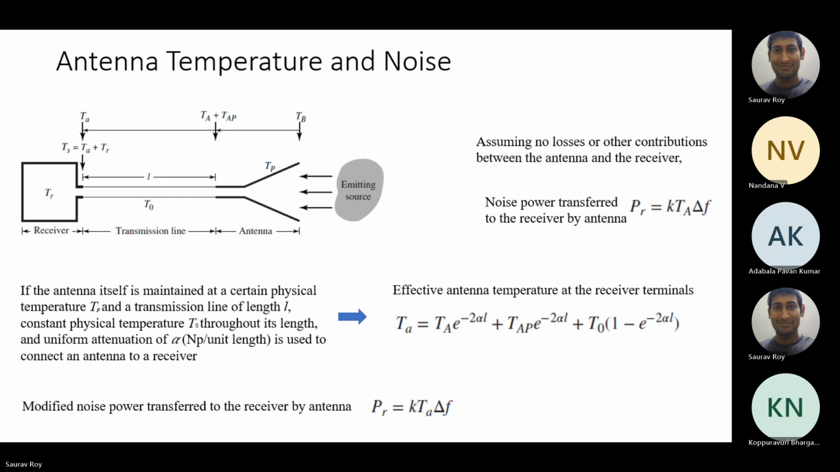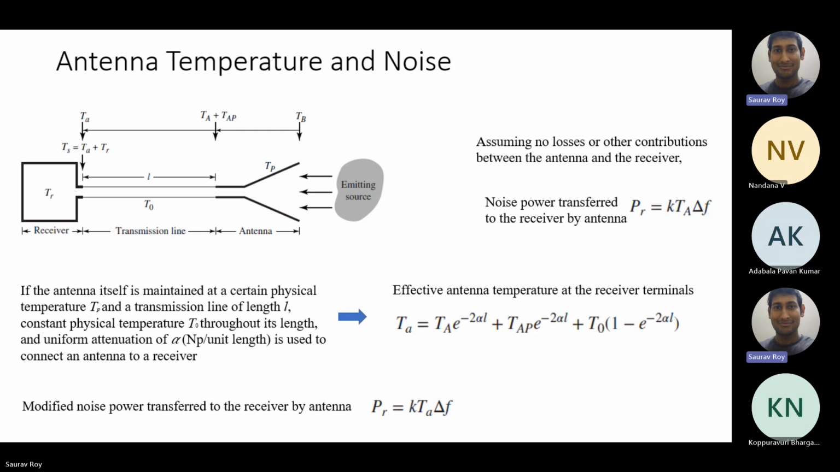Let's see. So here it shows the antenna. Here we are talking about a receive antenna. The receive antenna is connected to a transmission line, and that is connected to a receiver with TR. So all of these have different equivalent temperatures. TR is for the receiver, T naught is for the transmission line, and TP is for the antenna. Now what happens is, because of these different temperatures, noise will be created.